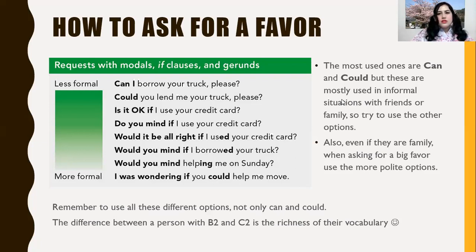So remember to try to use all of these options, and not only can and could. They are the most common ones, but try to use all of them, especially if you're ever going to take an English exam. Most English exams have a writing part, and for the writing part, try to use the more formal ones because it proves that you have an ample vocabulary, that you know many words. The main difference between a B2 and a C2 person is the vocabulary. So please try to make it as rich as possible, okay?